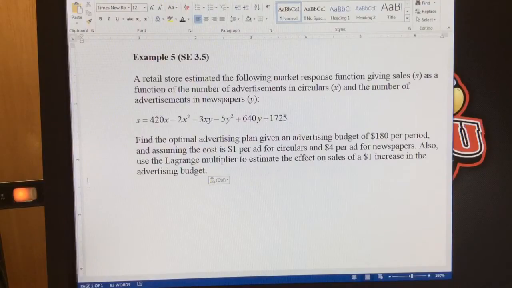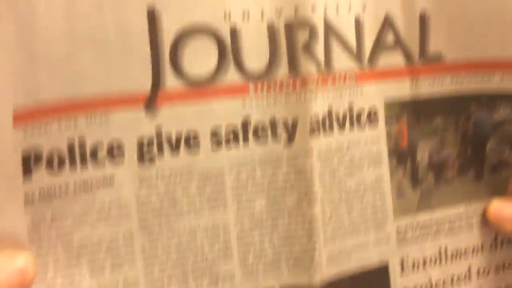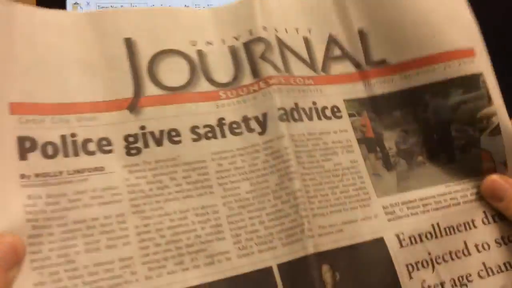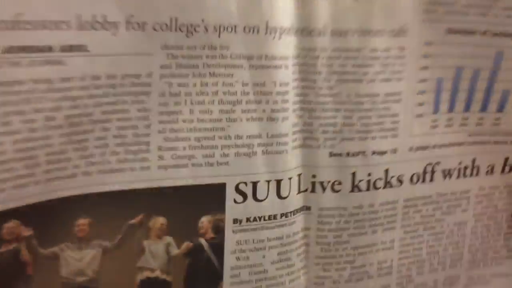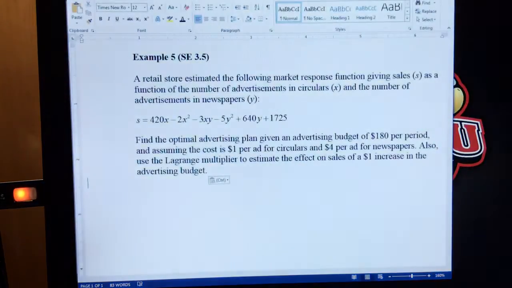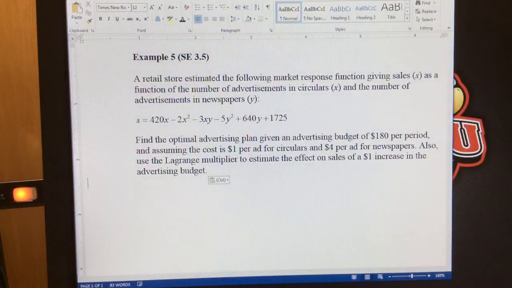So we have our sales function, which is a function of X, which is our advertisement in circulars, and Y, which is our advertisement in newspapers. Now, for those of you who don't know, newspapers are these kinds of things. They come out on paper, you open them up, they have stories, you read all about them, you don't actually use a computer. Those are newspapers. So we want to put an ad in a newspaper or in a circular.